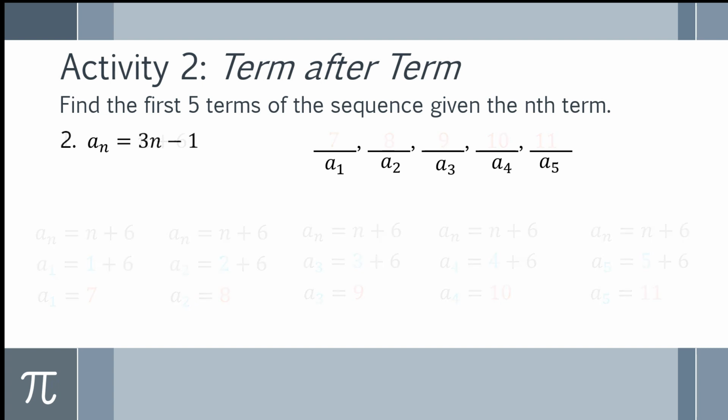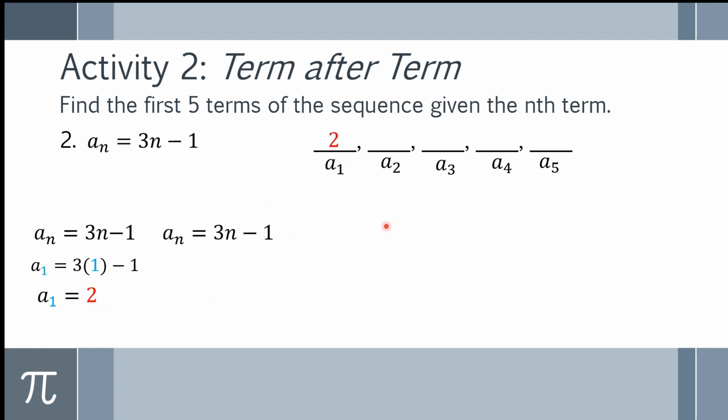Now let's have number 2. So for number 2, the nth term or the rule is a sub n equals 3n minus 1. So we need to find a sub 1, a sub 2, a sub 3, a sub 4, and a sub 5. So let's have the first one. We will change the value of n by 1 since we are looking for the value of the first term. So we have a sub 1 equals 3 times 1, that is 3 minus 1, which gives us 2. So our first term is 2.